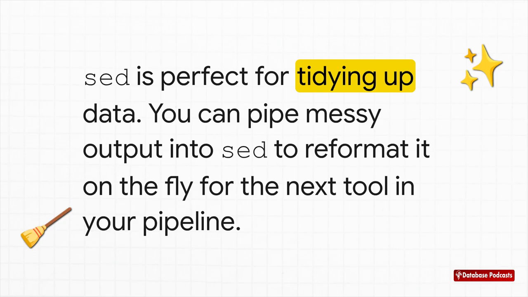A classic example is cleaning up headers. Let's say Bioawk spits out a header that says something like gene_XYZ/chromosome1/human. But the next tool you're using is picky and it only wants gene_XYZ, no problem. You just pipe that output into Sed and tell it to delete everything after that symbol. It reformats the data on the fly, making it perfect for whatever comes next.